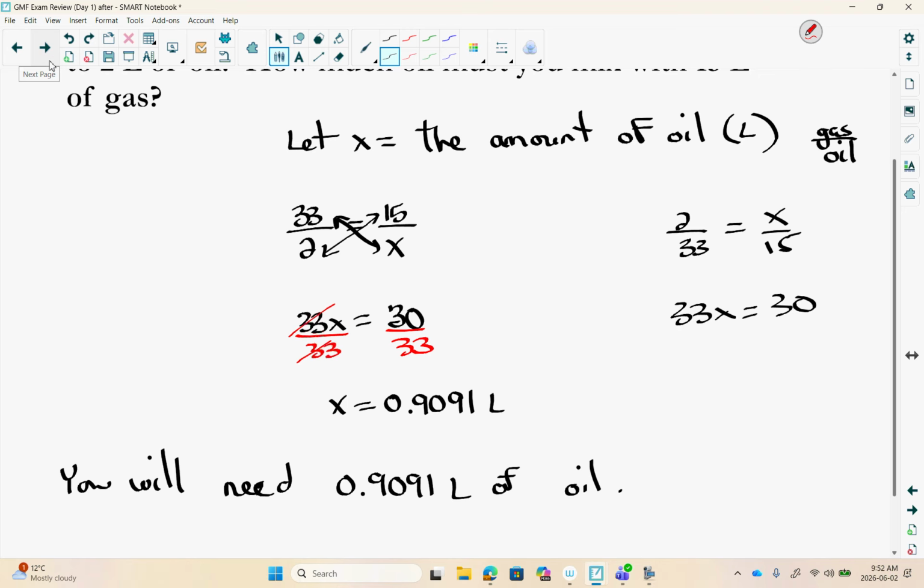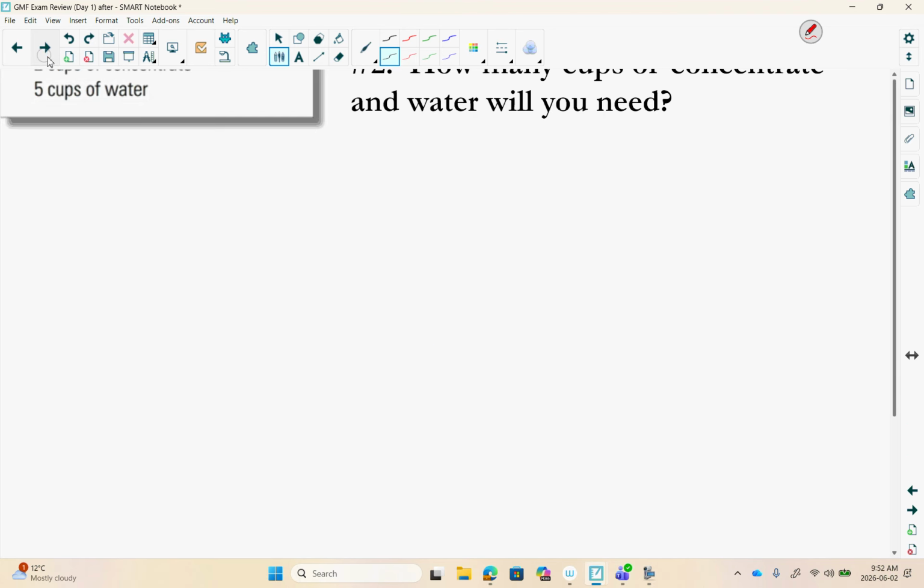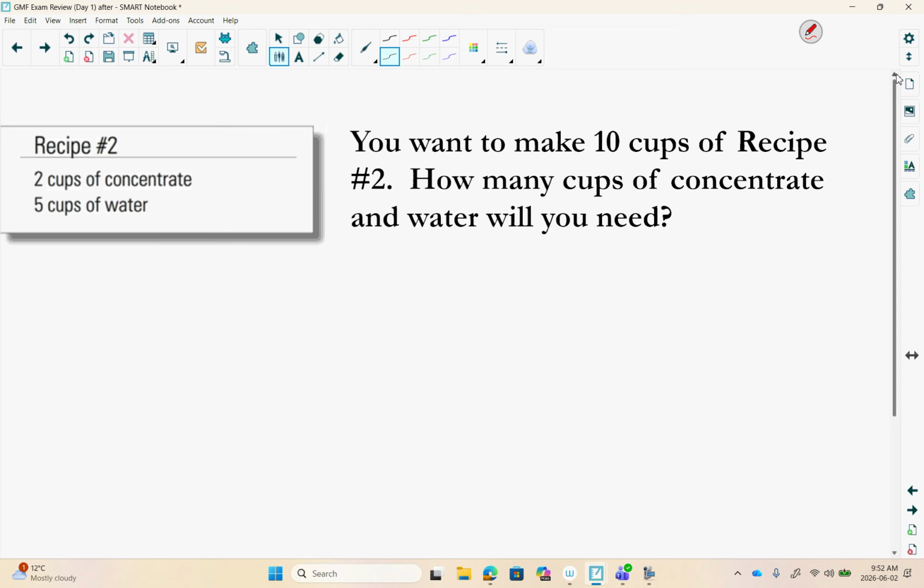And then the last type of question we did in this unit, we discussed totals questions. It says you want to make 10 cups of recipe number 2. So it looks like it's some sort of punch or juice. And they want to know how many cups of concentrate and how many cups of water you will need.